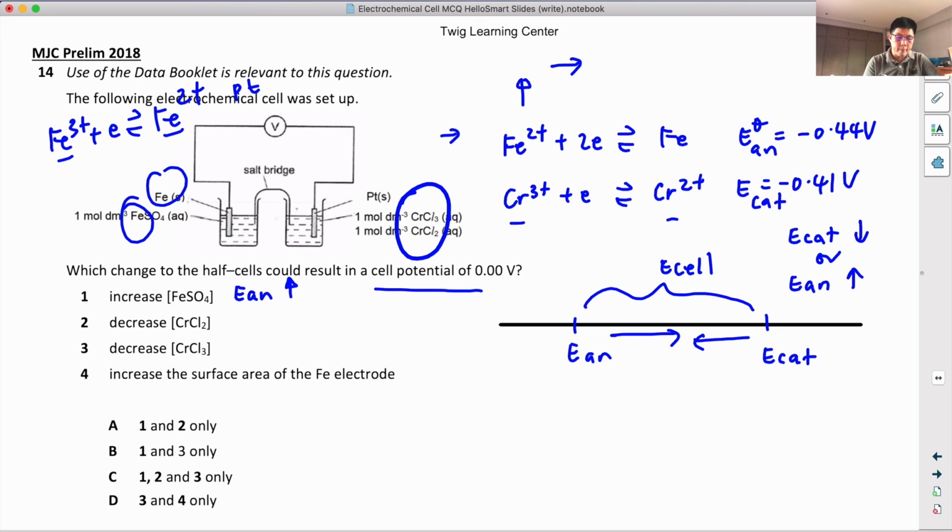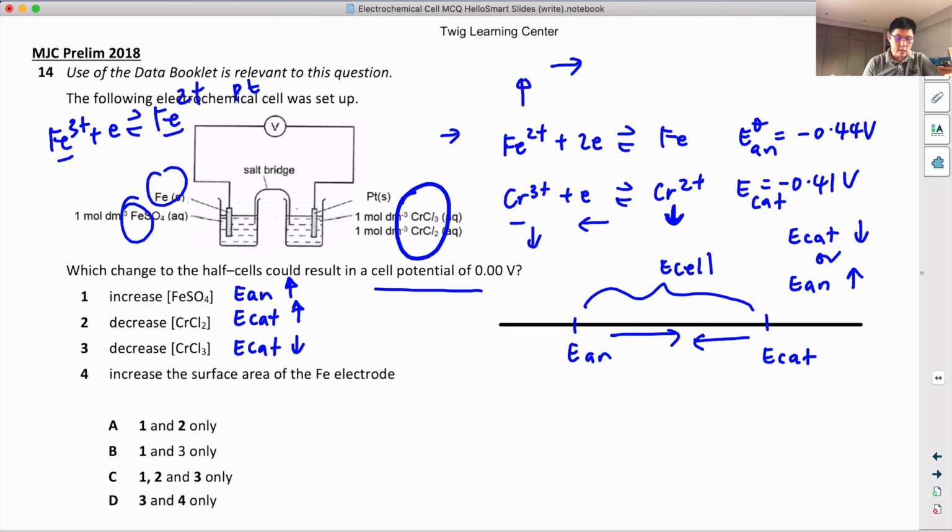When you decrease chromium 2+ concentration, by Le Chatelier's principle, equilibrium will want to shift to the right to produce more chromium 2+. So favoring reduction means the E cathode must actually increase. Last one, the third one, decrease chromium 3+ concentration. By Le Chatelier's principle, it will favor oxidation to produce more chromium 3+. So the E cathode will decrease.